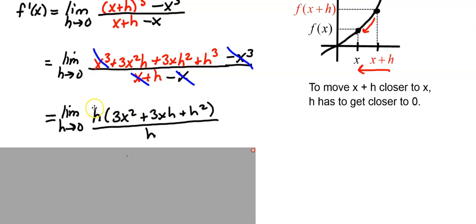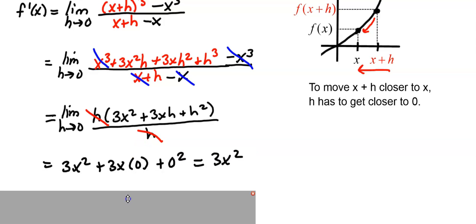So I'm going to factor an h out of each of these 3 terms. And when I factor an h out, I get 3x squared plus 3xh plus h squared all over h. Now I can eliminate that troublesome factor that's causing the discontinuity, and I can substitute 0 in for h, and I get 3x squared plus 3x times 0 plus 0 squared. Notice again, we're not substituting 0 for x, but for h. So that simplifies to 3x squared.